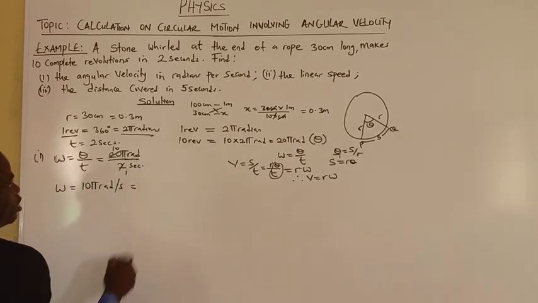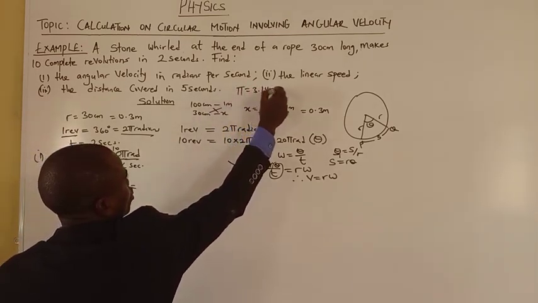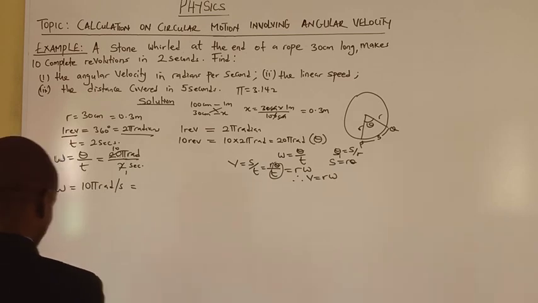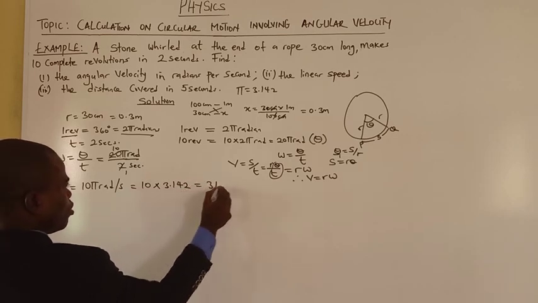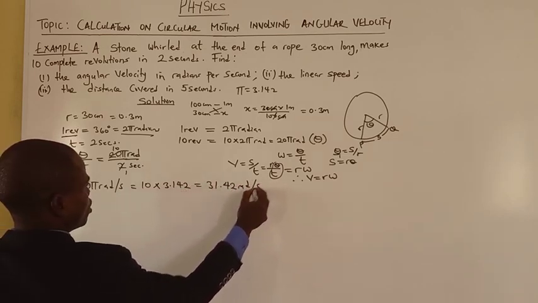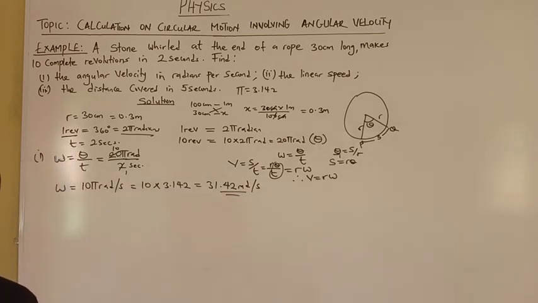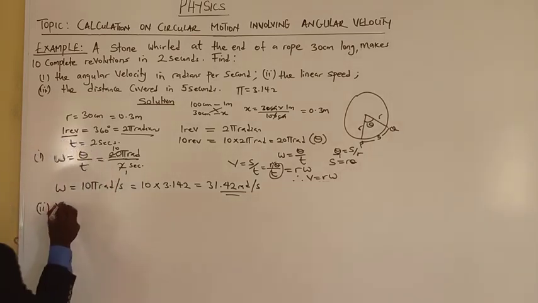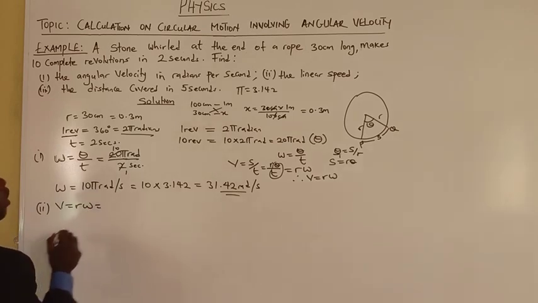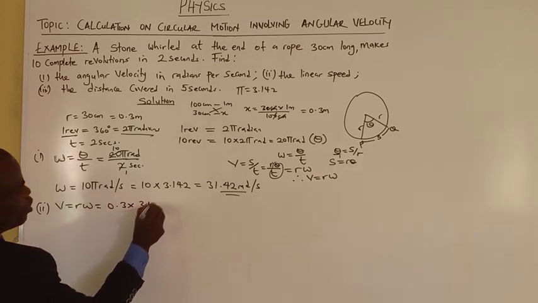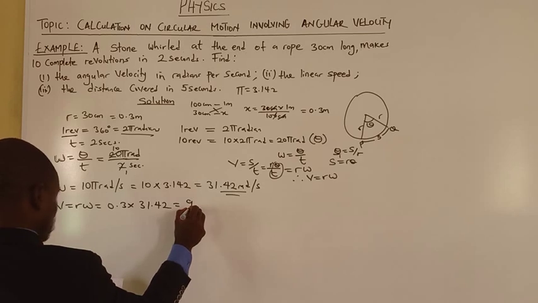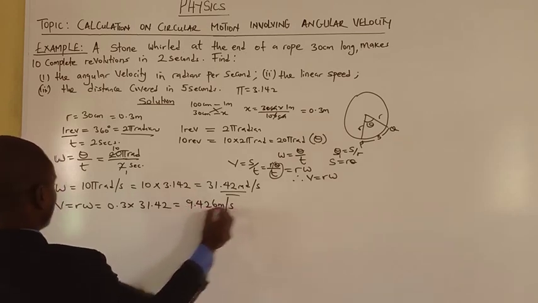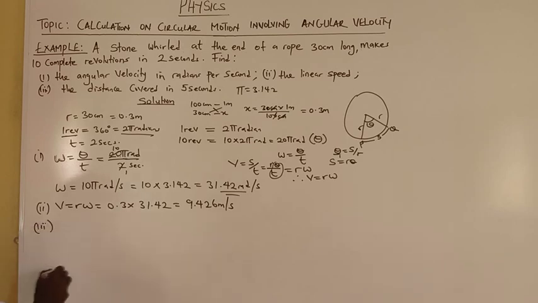And if you are given pi to be 3.142, you multiply it 10 times 3.142, you get 31.42 radian per second. That's the angular speed. The next one is the linear speed. Don't forget you have V equals RW. What's our R? 0.3. Our W is 31.42. When you multiply that, you have 9.426 meter per second.